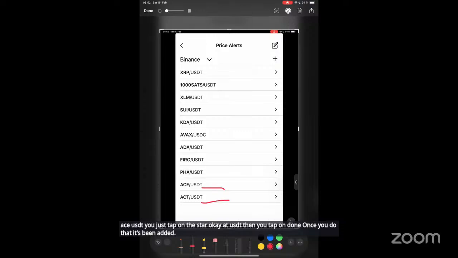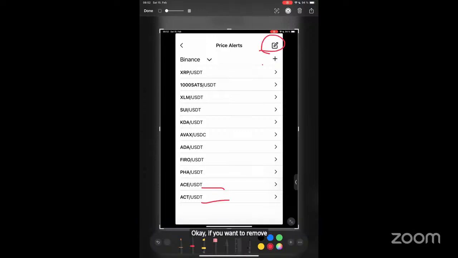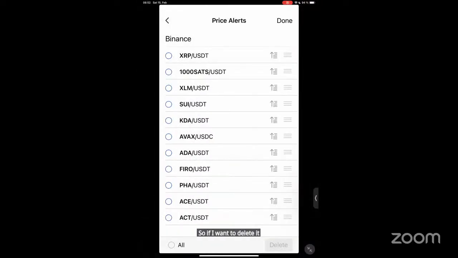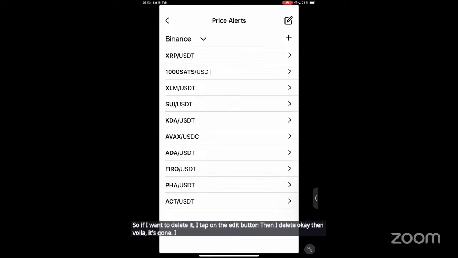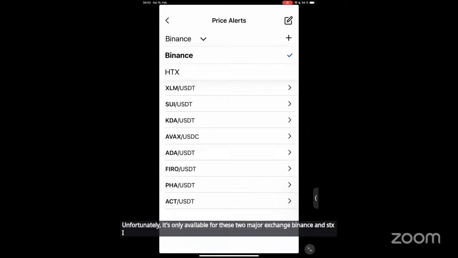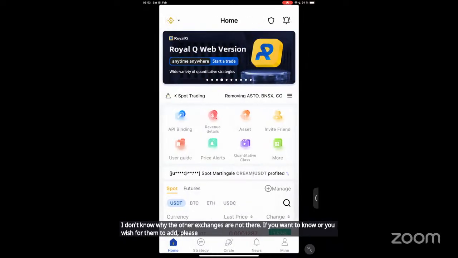If you want to remove it, you tap on this. If you want to add, you tap on plus. If I want to delete it, I tap on the edit button, then I delete. Then voila, it's gone. I tap on done. Unfortunately, it's only available for these two major exchanges, Binance and HTX. I don't know why the other exchanges are not there. If you wish for them to add, please contact the Royalq support.